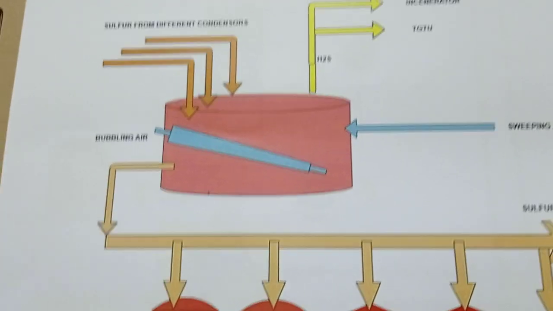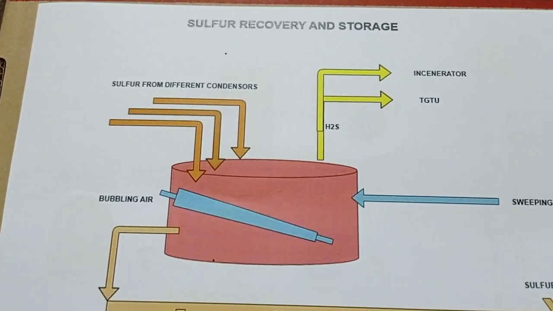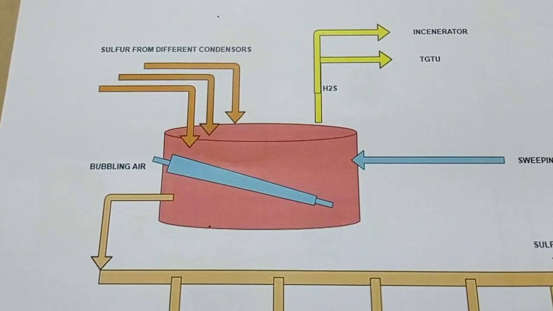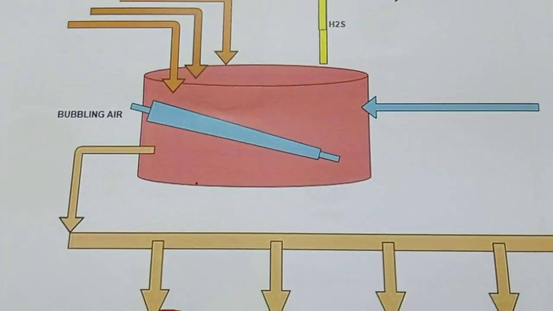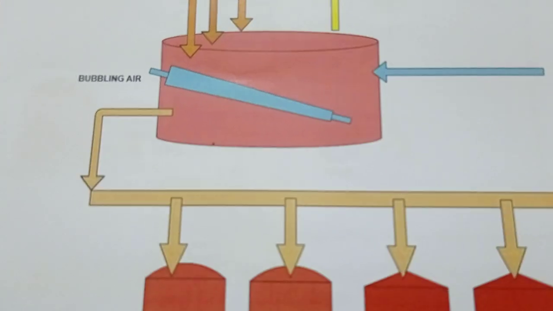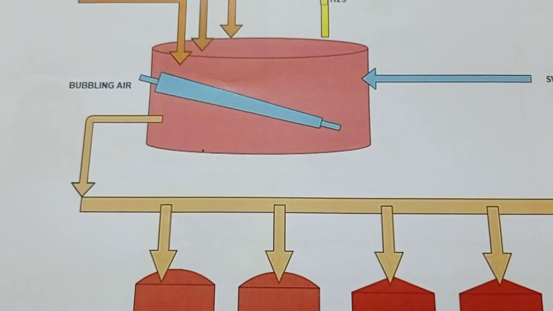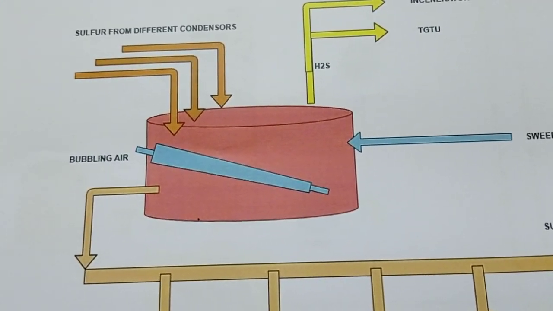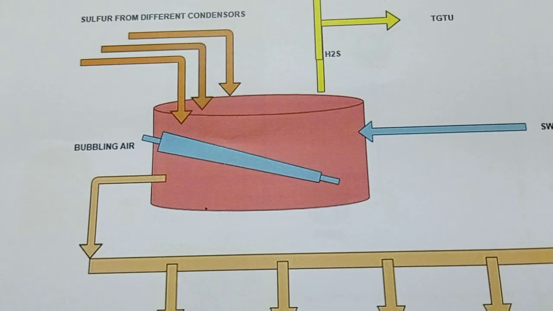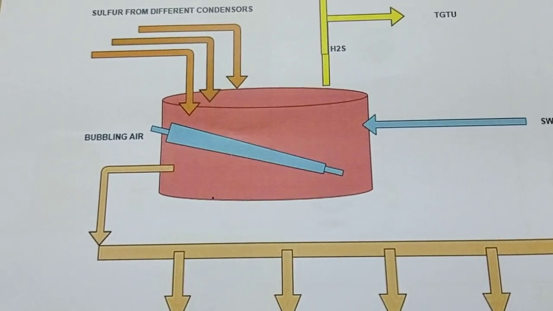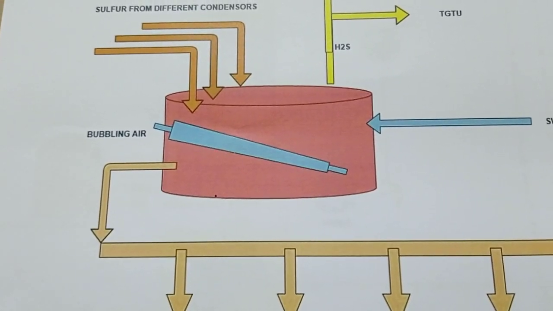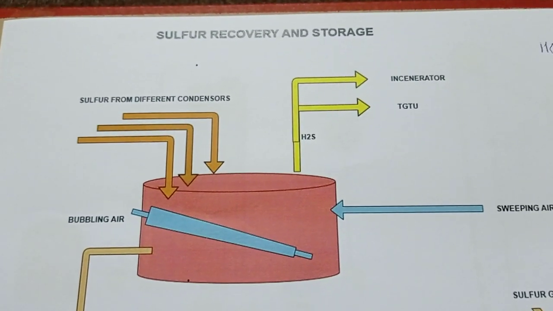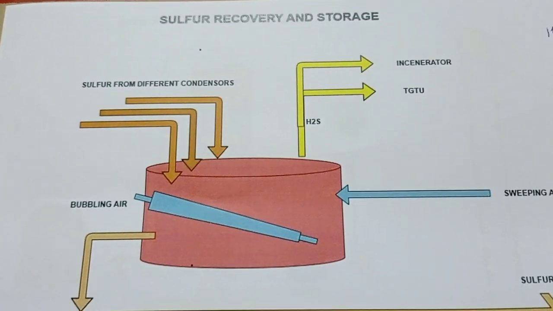Today I am going to explain liquid sulfur handling, which is collected from the different types of condenser in the SRU. This is one of the important videos on the SRU. I am posting this video in every little detail because I have seen there are so many viewers interested in the SRU, so I have decided to go into deep detail about the different processes and units involved in the sulfur recovery unit. You are going to see liquid sulfur handling.